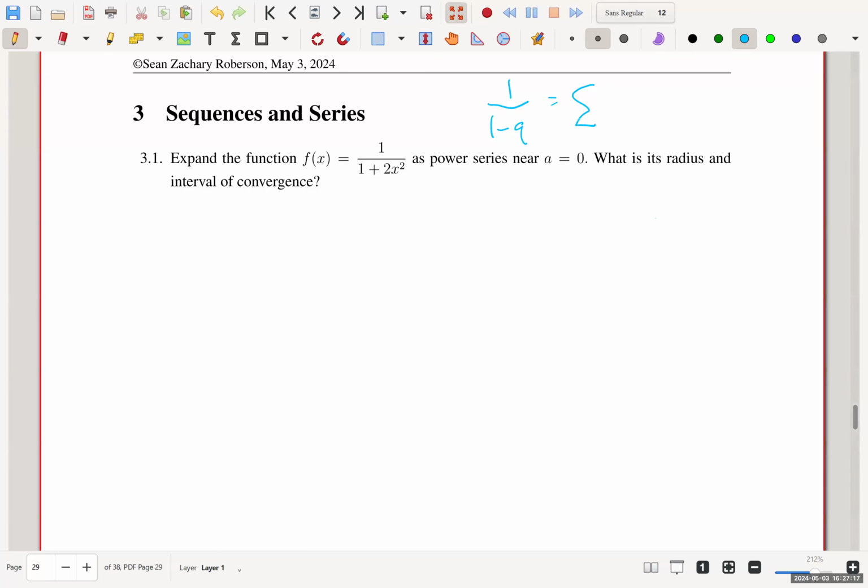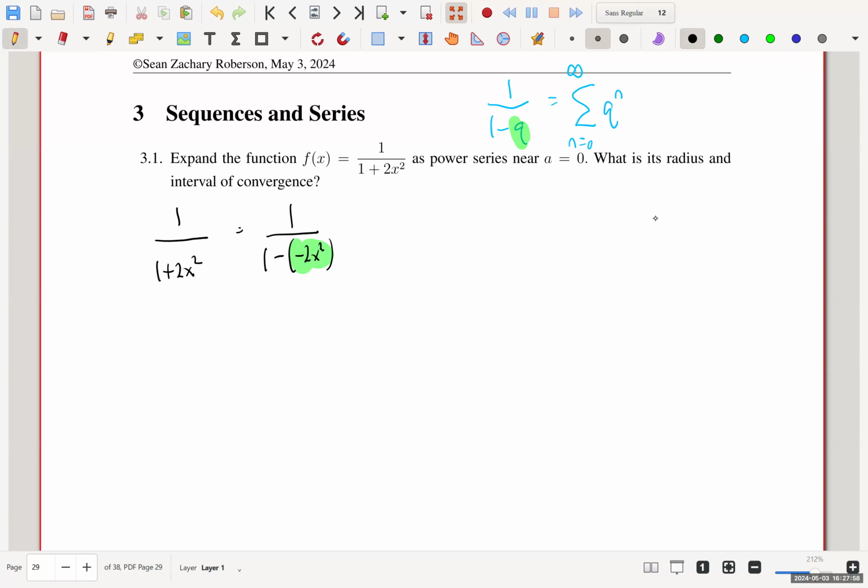This is just a sum from n equals 0 to infinity of q to the n. Now, what is q in this context? I want to get 1 minus a thingy. The trick here is that you want to write that denominator as 1 minus a negative 2x squared. That is the trick. You want to write it like that because it identifies the q. And now q is just this thing here.